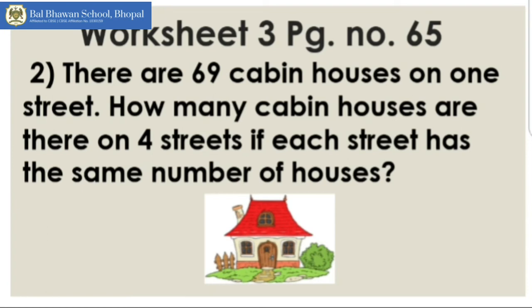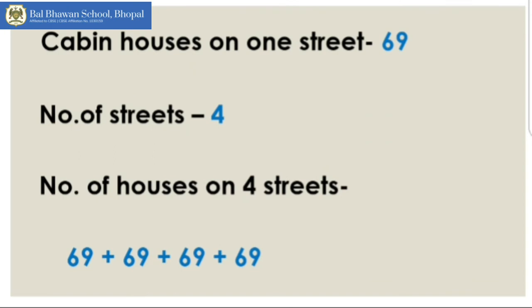Okay, so on one street 69 cabin houses are there. You can see in the picture, this is a cabin house, and you have to find out the total number of houses on 4 streets. Okay, so the cabin houses on one street, it is 69, and the number of streets, how many number of streets are here? Yes, 4. So we have to find out the number of houses on 4 streets.